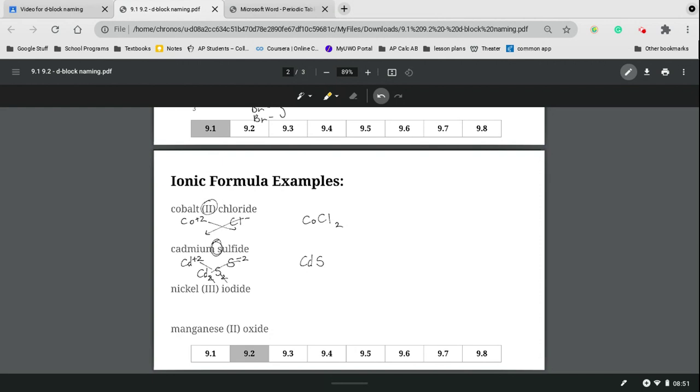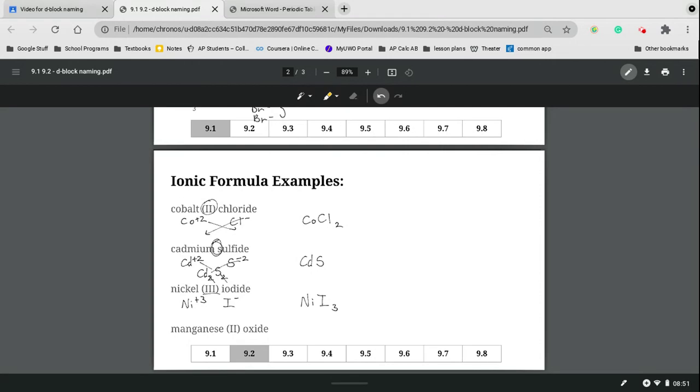Nickel iodide. Here we have nickel with the charge of +3, indicated by the Roman numeral. Iodine on the periodic table, it's a -1 charge. And so following that crisscrossing again, I have nickel and I3.